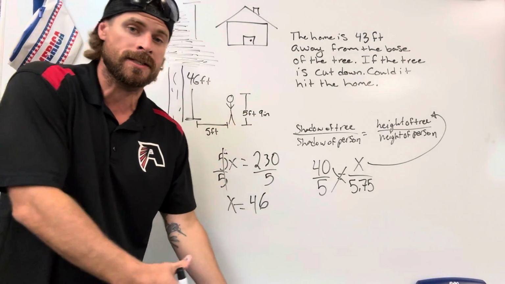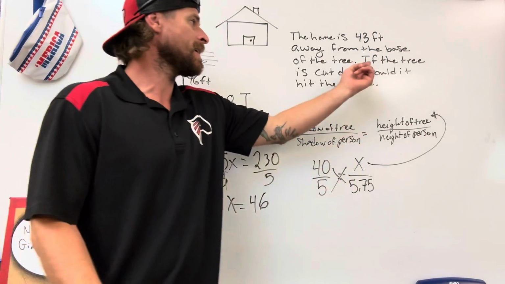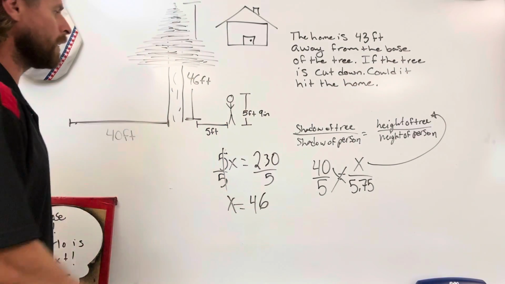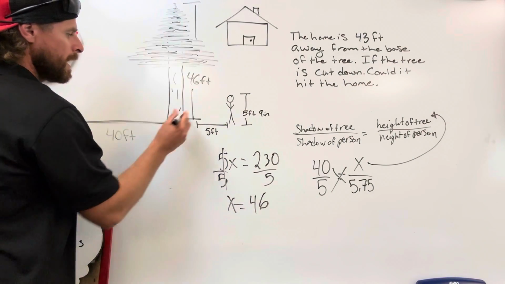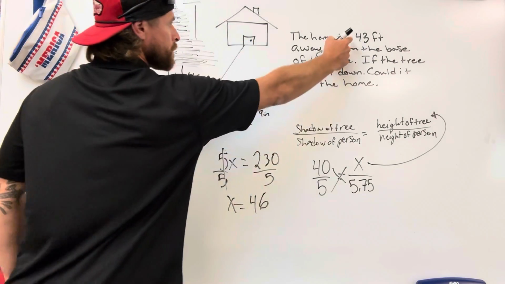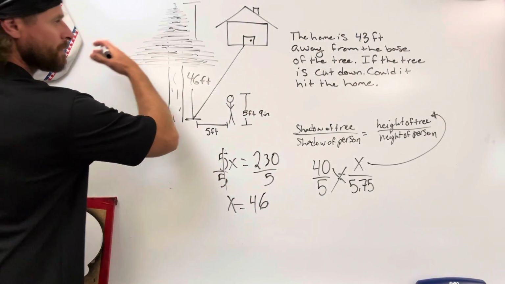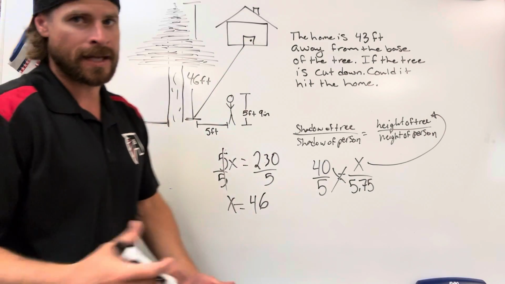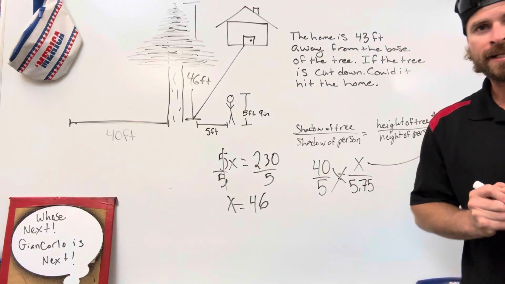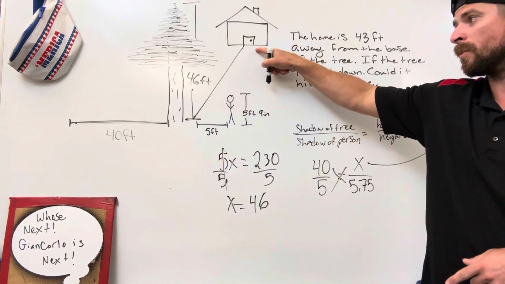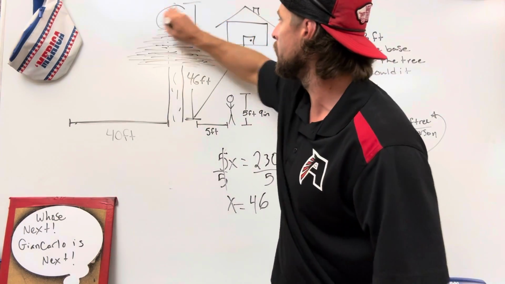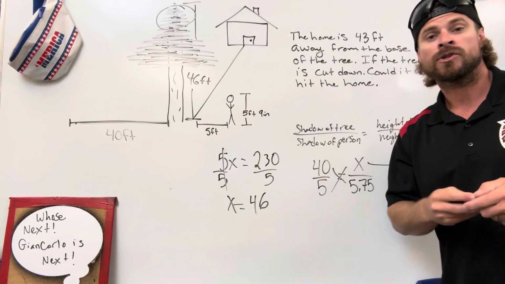Now make sure whenever you're doing a word problem, you read the question carefully, because it's not asking how tall the tree is. This question specifically is asking if the tree is cut down, could it hit the home? Well, if this is 46 feet tall, and remember the home, we were told, is 43 feet away. When this thing falls, it very likely could hit the corner of this house. It's got 3 extra feet compared to the distance between the trunk to the home. So because of that extra 3 feet, this thing could come down and somewhere up here, potentially it could hit that house.